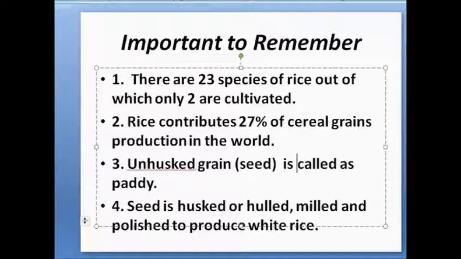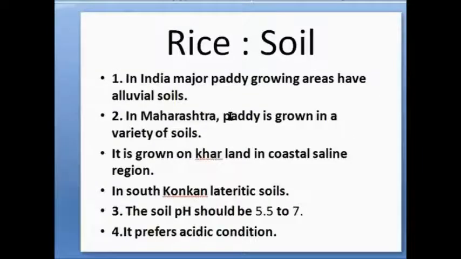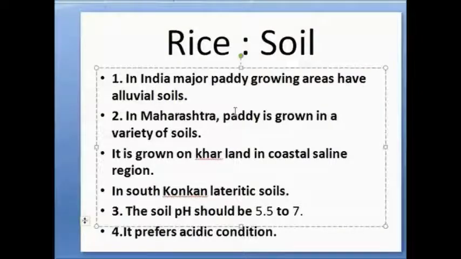Now let us go ahead. What is the requirement of soil? In India, rice, now paddy, we can use the word paddy, is grown particularly in alluvial soils. In Maharashtra, paddy is grown in different kinds of soils having different varieties. It is also grown in khar lands, in coastal saline regions. It means rice also can be grown in saline and acidic soils.